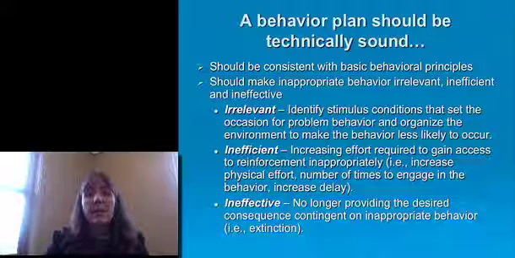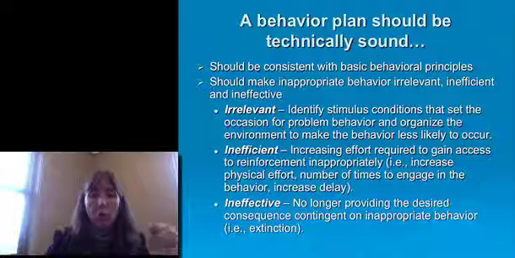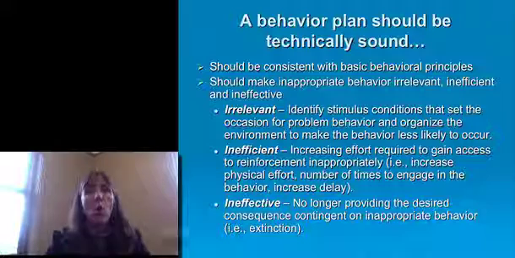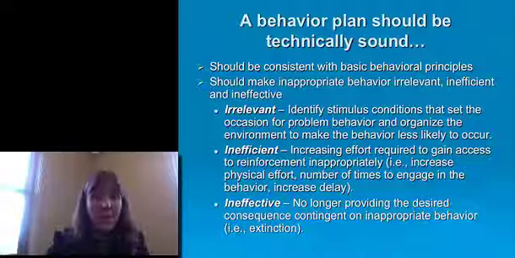When we say it should be technically sound, we mean it should be consistent with basic behavioral principles. We want to make the inappropriate behavior irrelevant, inefficient, and ineffective. We don't want the challenging behavior to work anymore. Instead, we want to create an environment in which what works for the individual is appropriate pro-social replacement skills and requests in appropriate ways for what they need, not the challenging aberrant behaviors.